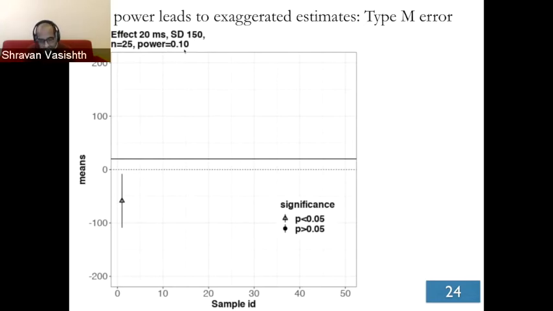What that means is that if you were to run a study with this sample size and the true effect was, let's say, 20 milliseconds and the standard deviation of the effect was 150, you would have only a 10% chance to detect the effect if it was actually there. Okay, so that is a very bad situation to be in. But let's see what happens if we run an experiment with 10% power. So I'm going to simulate 50 simulations now.